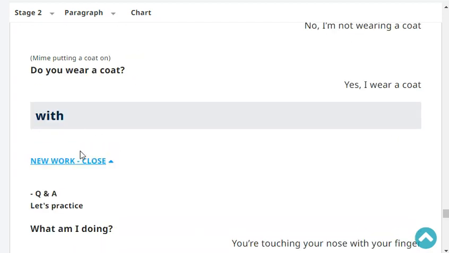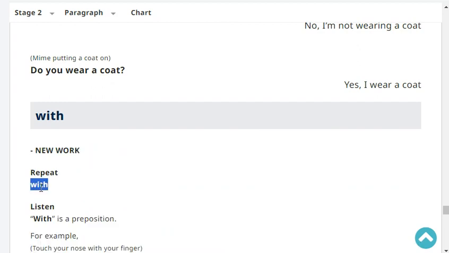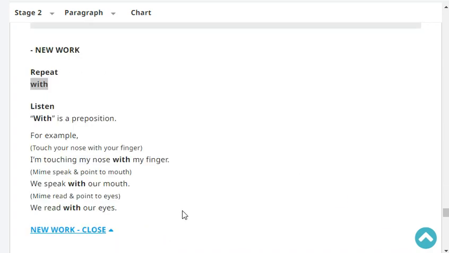Next, repeat: with. Very good. Okay, listen. With is a preposition. For example, I'm touching my nose with my finger. We speak with our mouths. We read with our eyes.